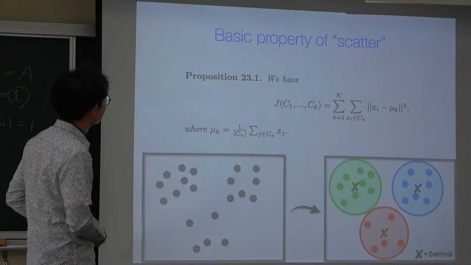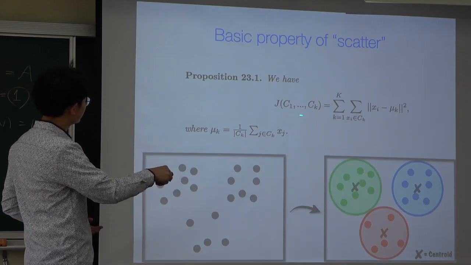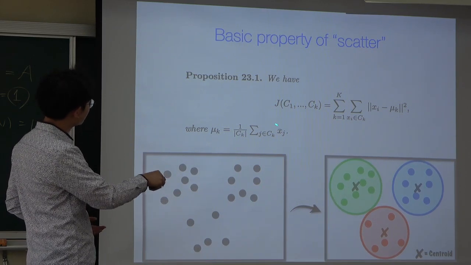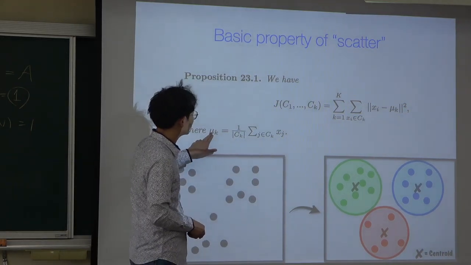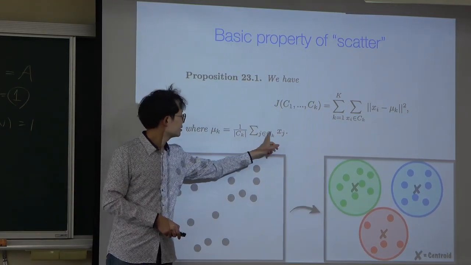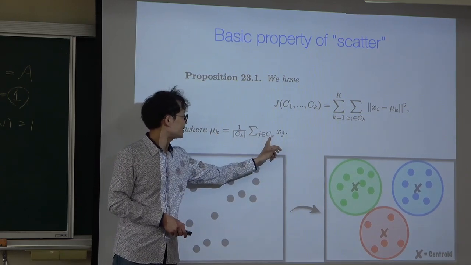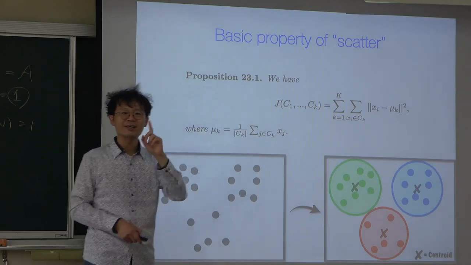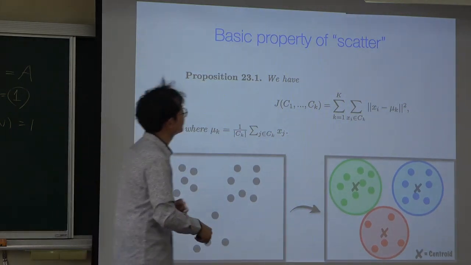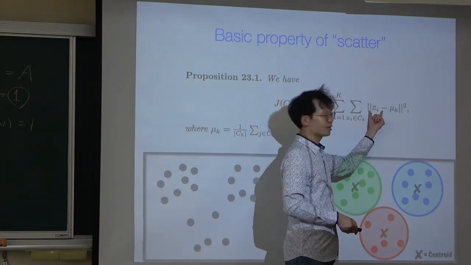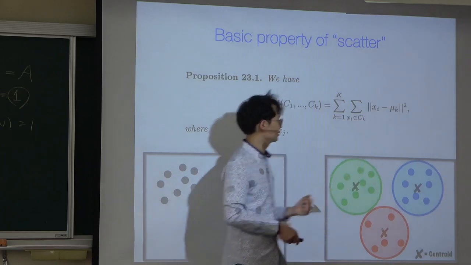we have some very basic property of scatter, saying that suppose you have mu k, and this mu k is actually the mean of each cluster. Mu k is the mean of the kth cluster. Then the within cluster scatter is nothing but the distance between each point and its associated center.